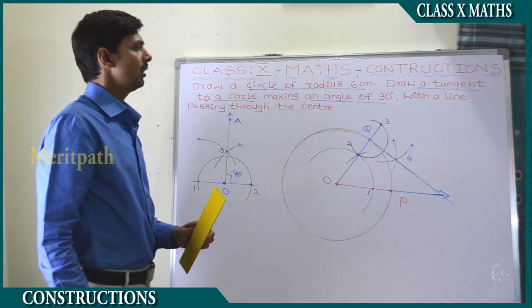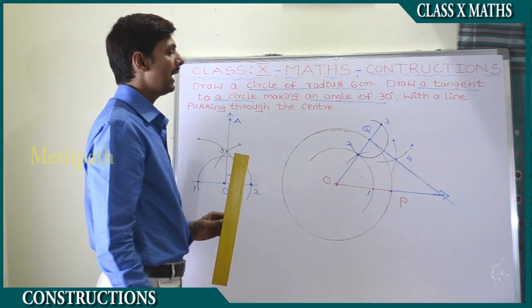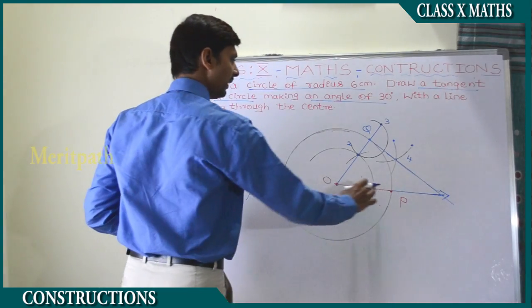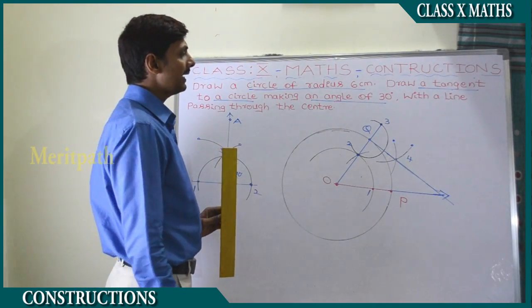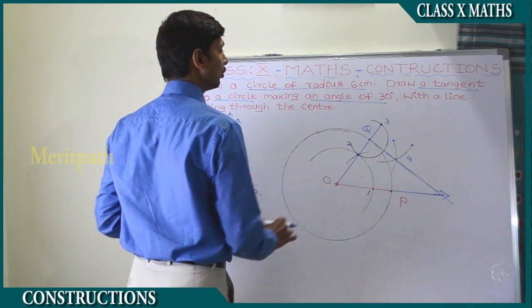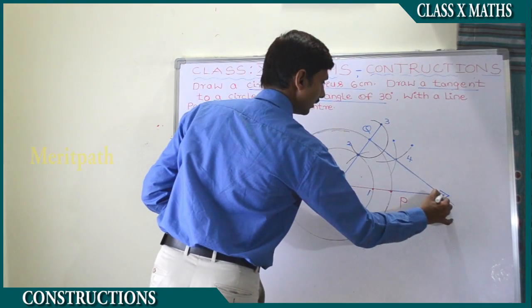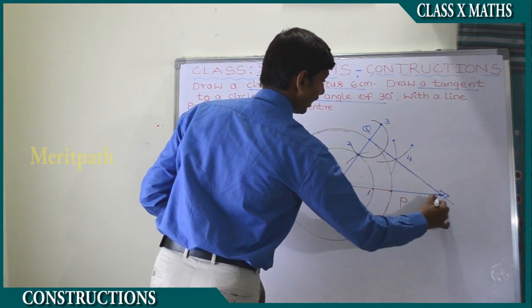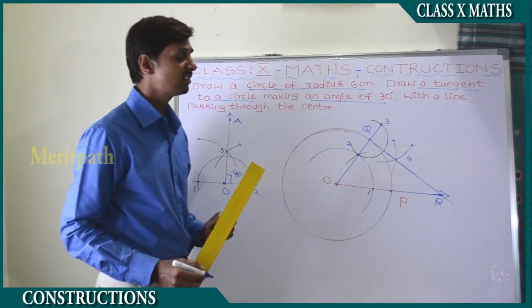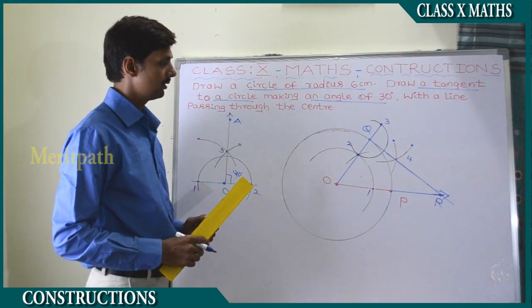So this Q and 4 is joined, and let's observe OP. When we extended OP and the line which we have drawn perpendicular to OQ, they are meeting at one point. Name it as R. So let's observe what we have done here.